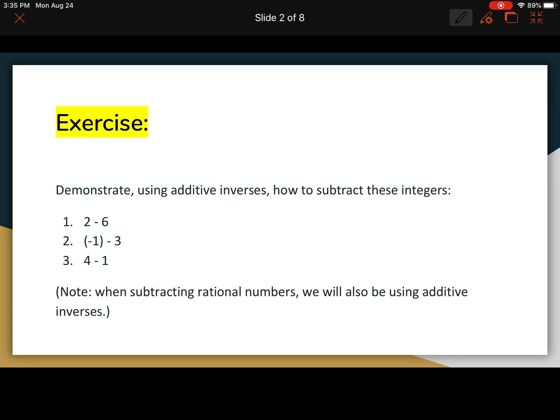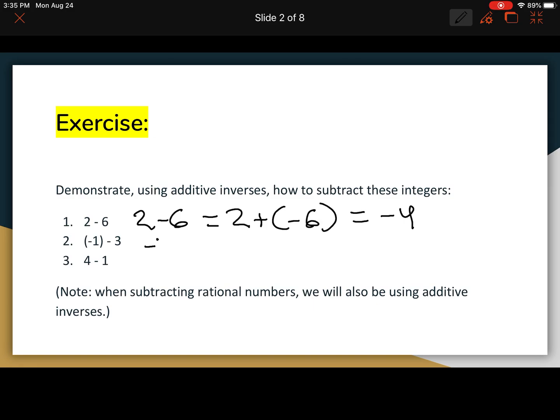All right, so we're starting with 2 minus 6. 2 minus 6 can be rewritten using additive inverses as 2 plus negative 6, right? And then we know that 2 plus negative 6 would be equal to negative 4, because that is the difference in these total values, and also because the larger value has the negative sign, that negative sign will continue on.